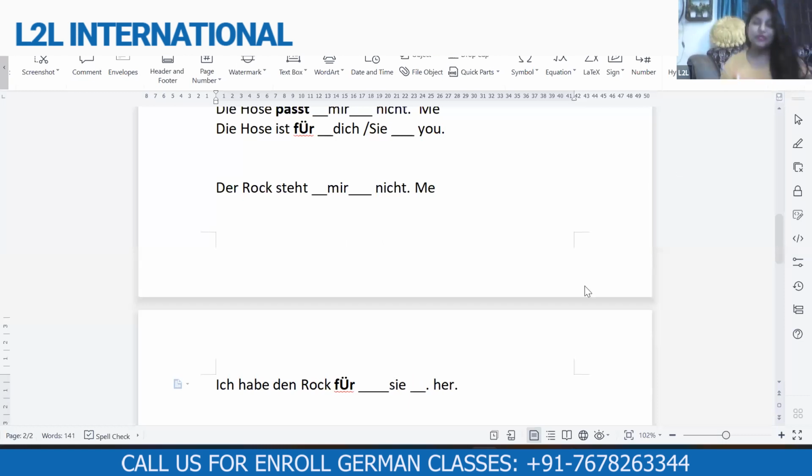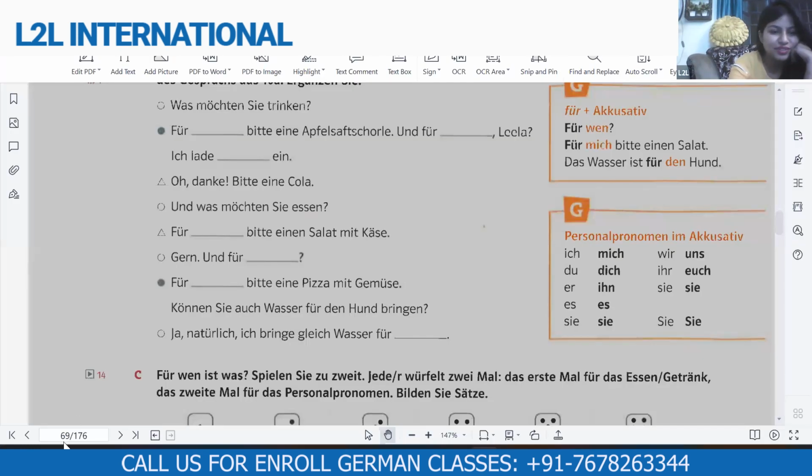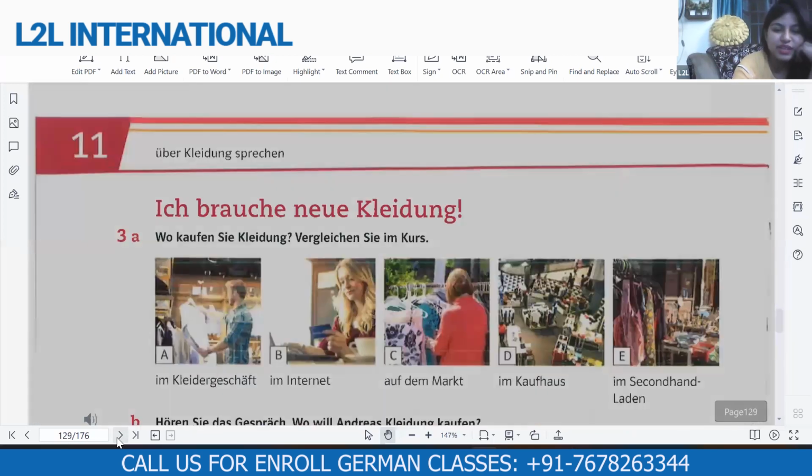And if this were dative, like you wrote above, the skirt passes or suits her, so what do you use here for her? For me you did mir. What is the dative pronoun for her? Anybody? The dative pronoun for her is given right on this page.